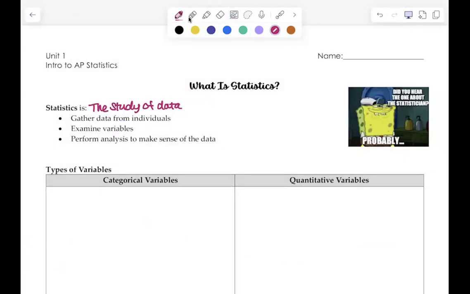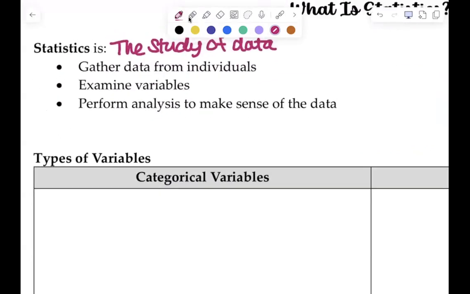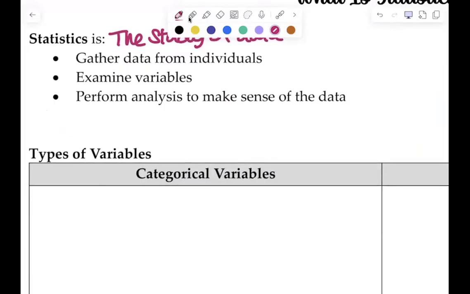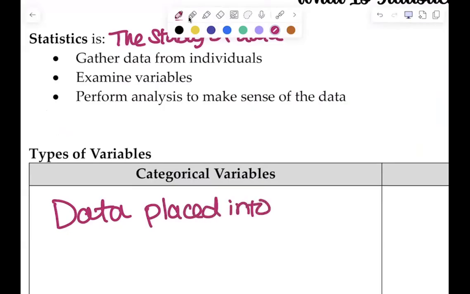Now, when we were thinking about different types of variables that we could examine, the two different types that we will look at are categorical or quantitative. Now, you may have heard of these terms before as well. Categorical variables, you can think of as just categories, right? So this is going to be data that's placed into several groups or categories.